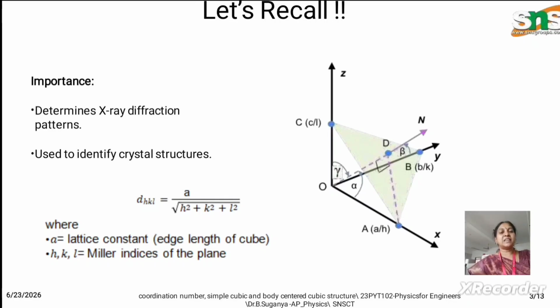So X-ray diffraction pattern, how these patterns are formed, that I already explained, and the important formula is d_hkl equal to a by root of h square plus k square plus l square. Here a is the lattice constant. Already I told what a lattice is. It is an array of points. Here the points represent atoms, and h, k, l are the Miller indices of the planes.